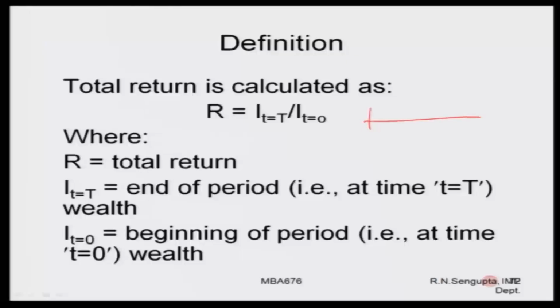So for the same diagram, if you have two different instants, this is time 0, time 1 and time 2. So the capital R would be I1 divided by I0 for the first instant. So this would be R1, and for the second instant it will be R2, I2 divided by I1. So this would basically be the ending period and the beginning period wealth. Wealth means the amount of money which you have.